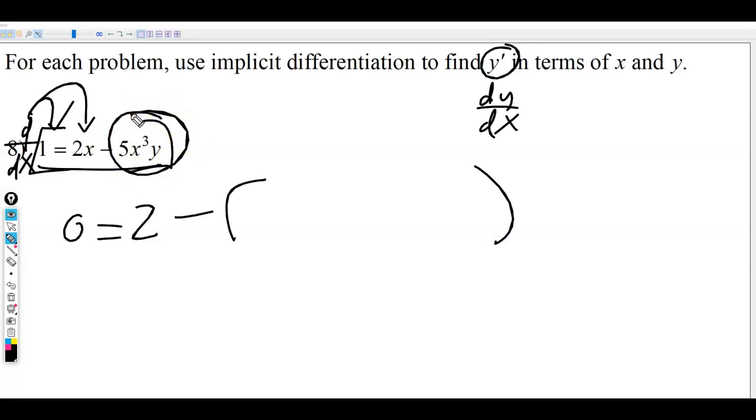It's going to be a product rule, you guys. There's two things being multiplied together. So I'm going to call the 5x cubed my a, and I'm going to call the y my b. So we have a'b plus ab', derivative of one, derivative of the other, right? Just like we did back in question.